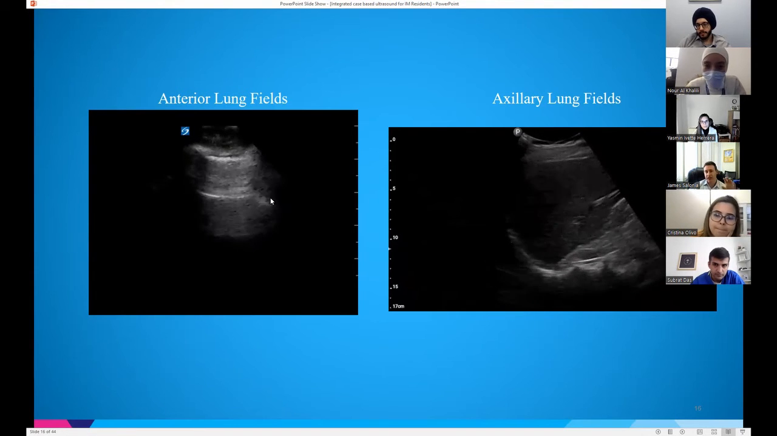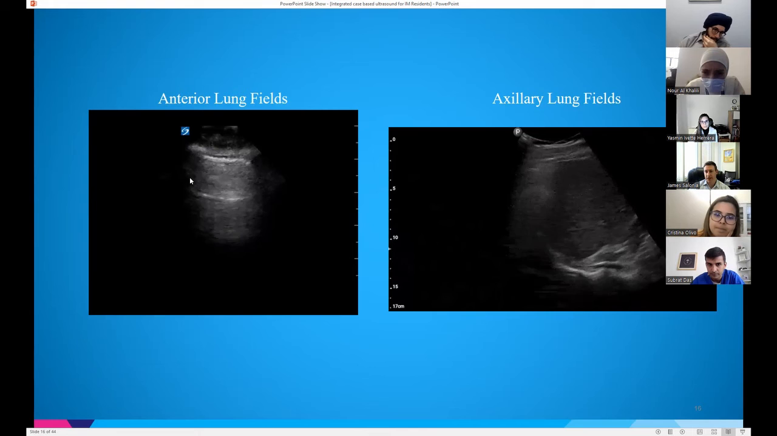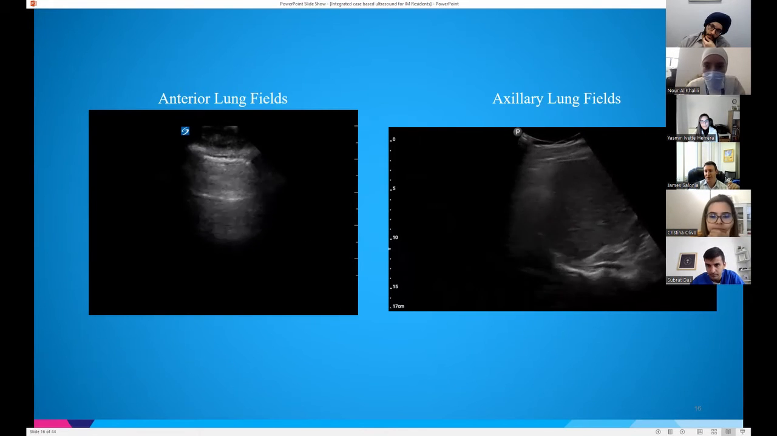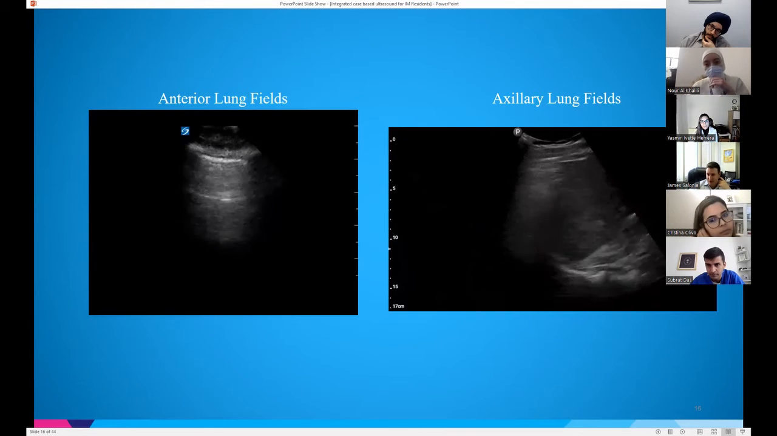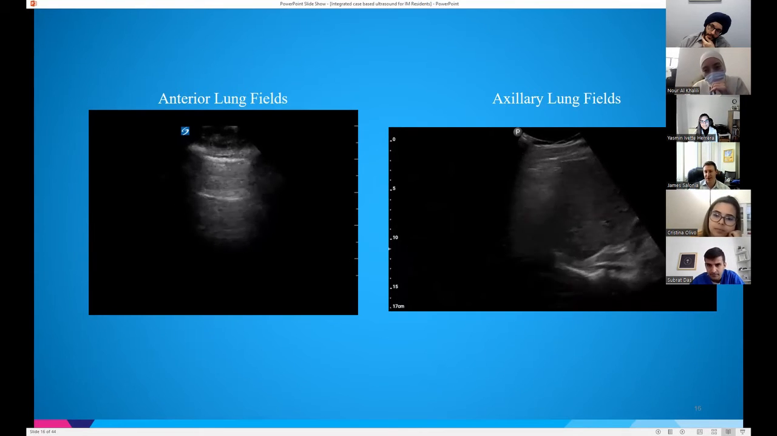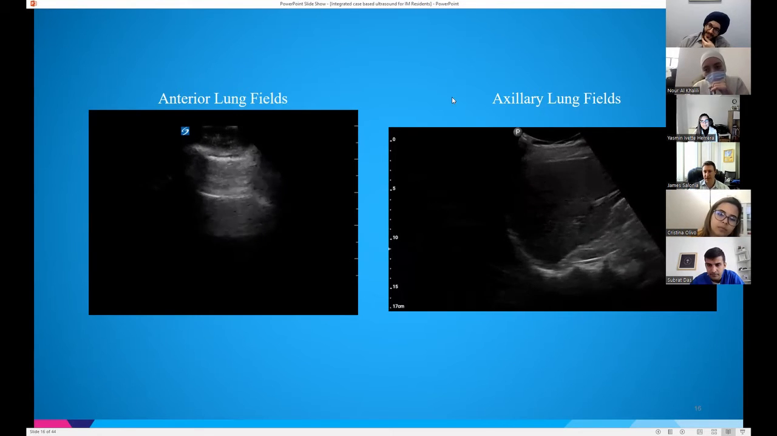And now we're going into, this is a representative image, so bilaterally. Now let's look into the axillary lung fields. What do we see? The curtain sign. The curtain sign, everybody's favorite sign. For some reason, everybody loves the curtain sign when we were doing thoracic ultrasound in the sim lab. People just jumping when we talk about the curtain sign.